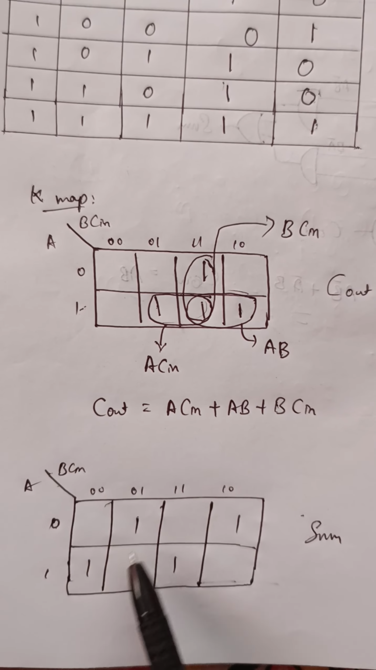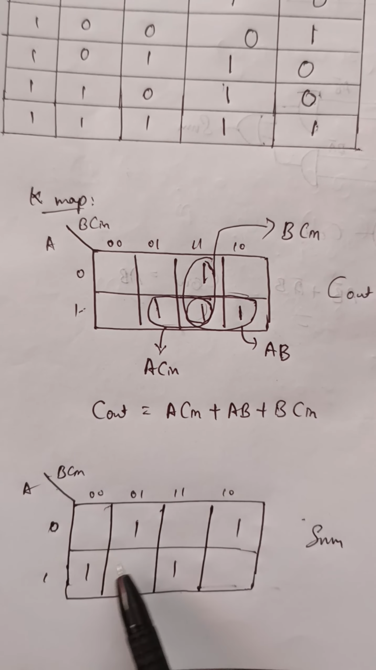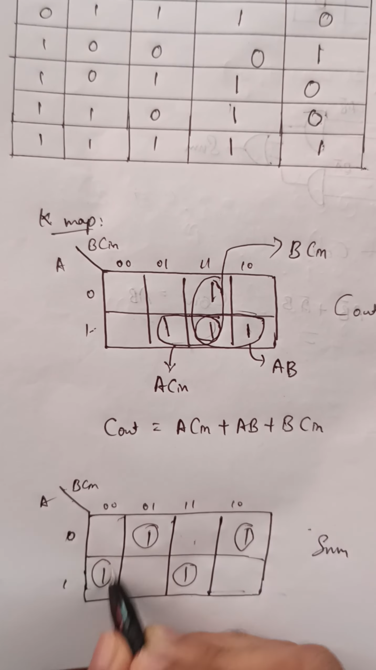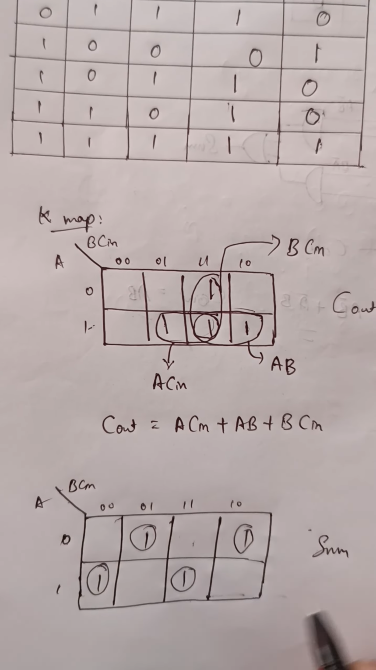K-map for sum comes like this. Therefore, we will not pair anything. We will pair like single. Okay. It cannot be paired. And this will be written in equation as sum is equal to A XOR B XOR C in, like that. Okay.